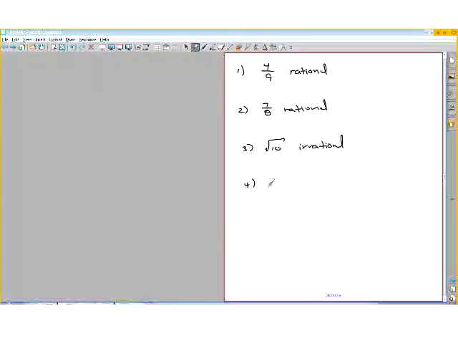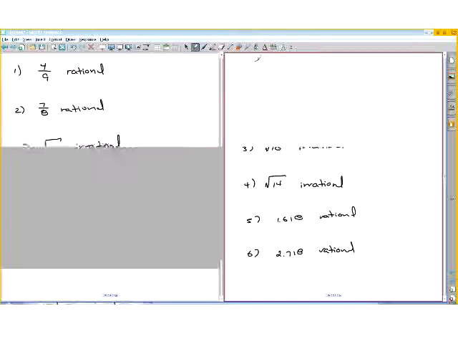Okay, number 4, square root of 14. Again, it's not a perfect square, so it's irrational. Number 5 is 1.618. Well, it's got a finite number of decimal places, so it's rational. 6 is 2.718, which is kind of an approximation for E, but this only has, again, a fixed number of decimal points, so it's rational.